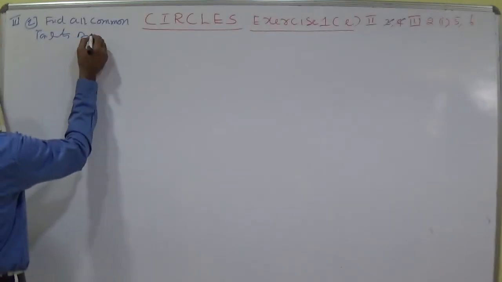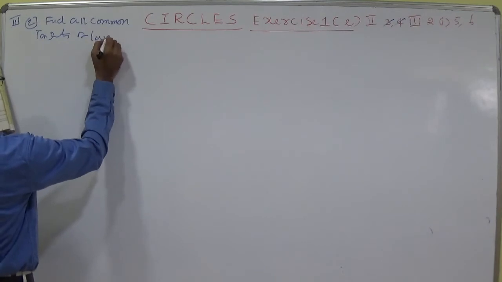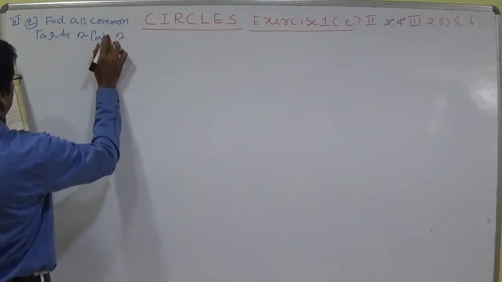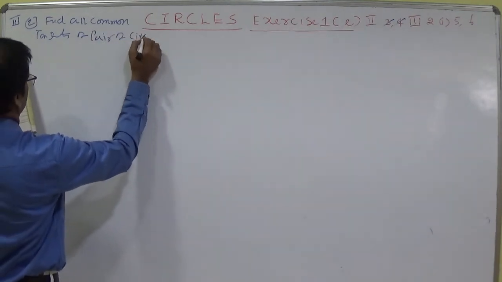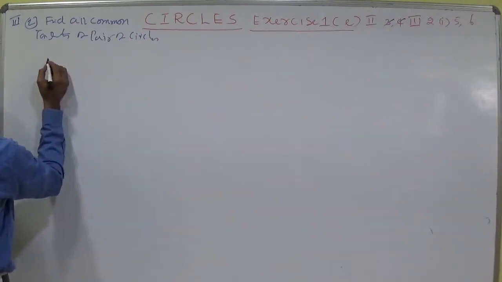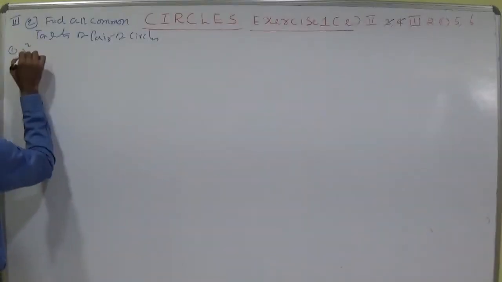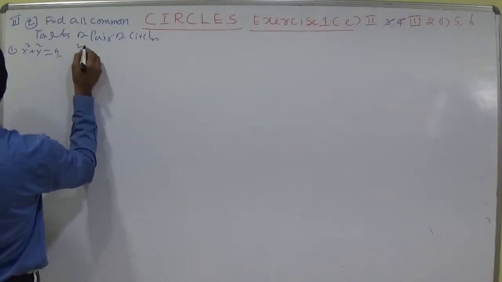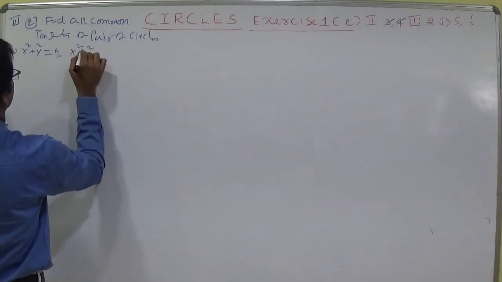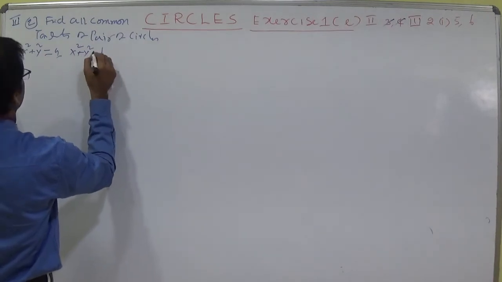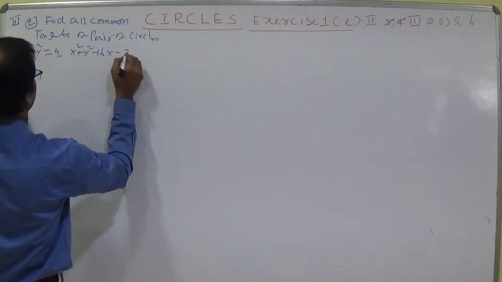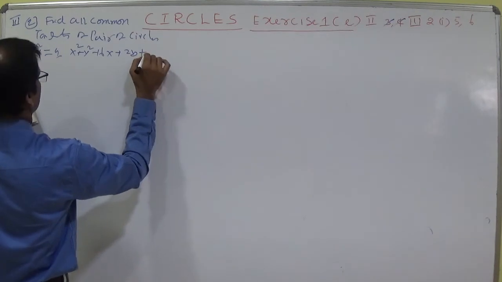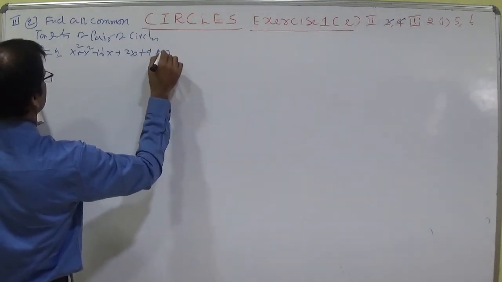Find all common tangents of a pair of circles. First one, x square plus y square equal to 9. Second one, x square plus y square minus 16x plus 2y plus 49 equal to 0.